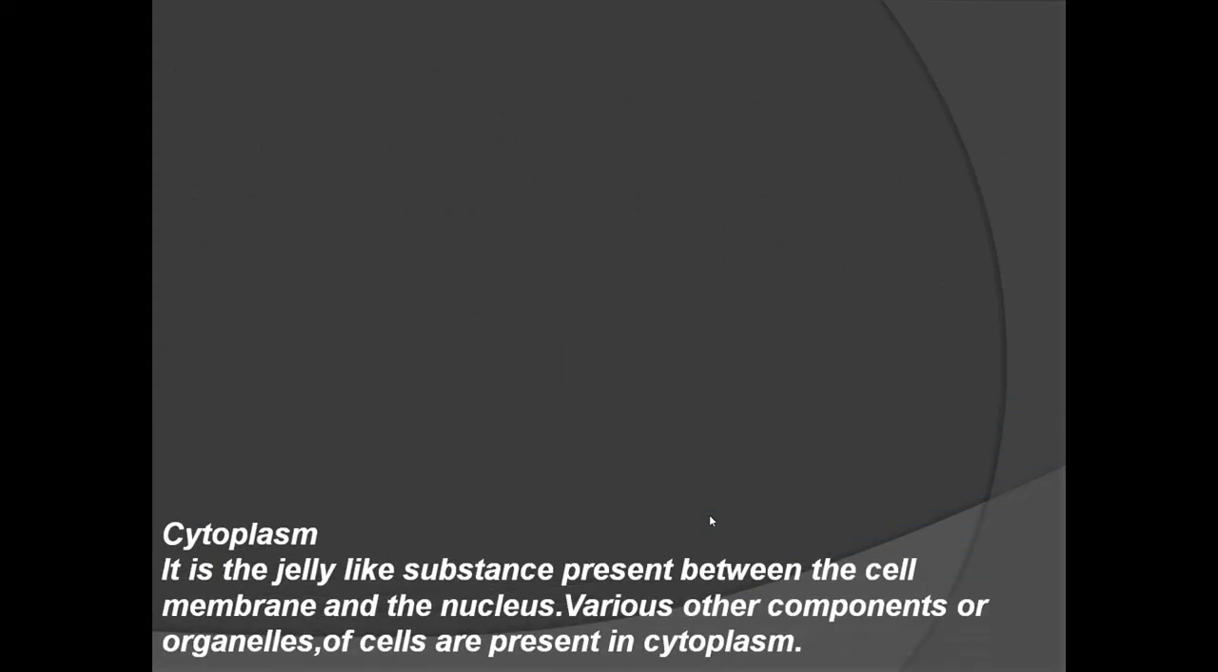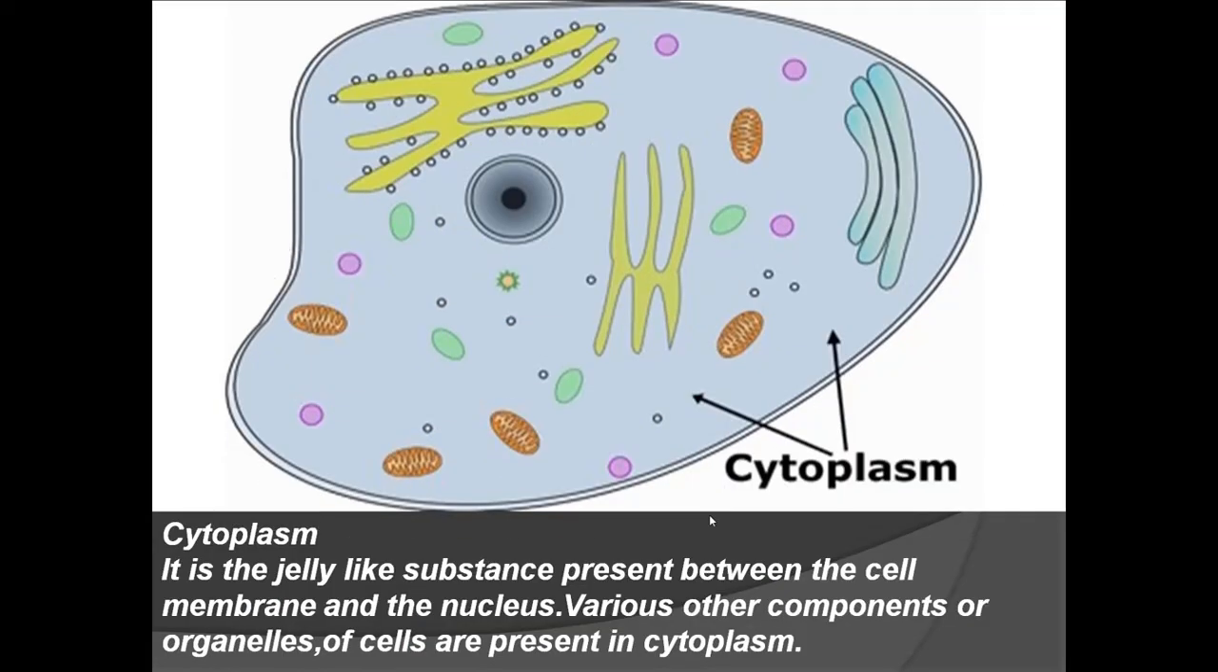Cytoplasm. What is cytoplasm? Cytoplasm is a jelly-like substance present between the cell membrane and the nucleus. Various other components or organelles of the cell are also present in the cytoplasm. You can observe here, this is the cytoplasm. It is a jelly-like substance present between the cell membrane and the nucleus. Nucleus is here, cell membrane is here. In between the cell membrane and nucleus there is a fluid. There is a jelly-like substance. So this jelly-like substance is called cytoplasm.